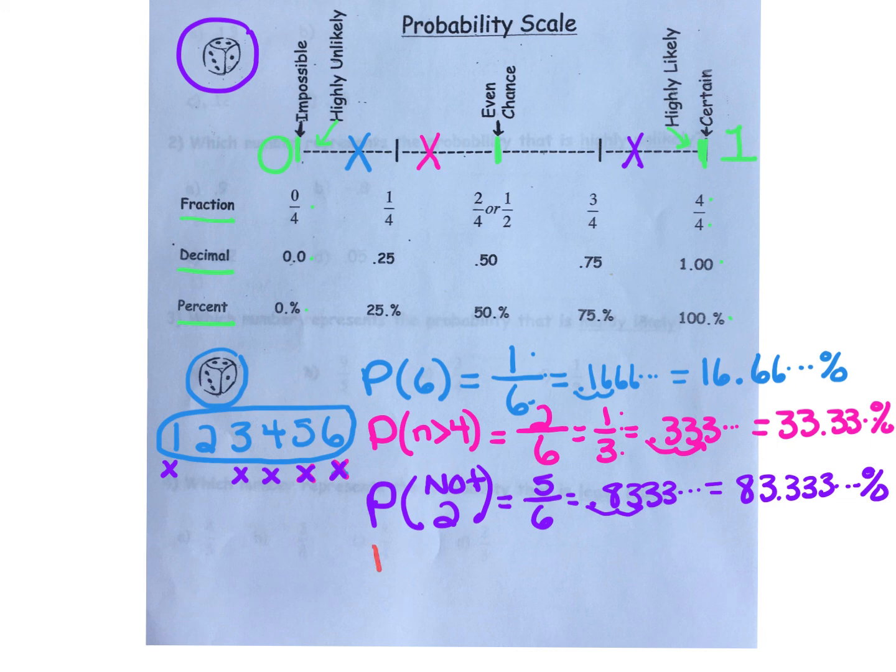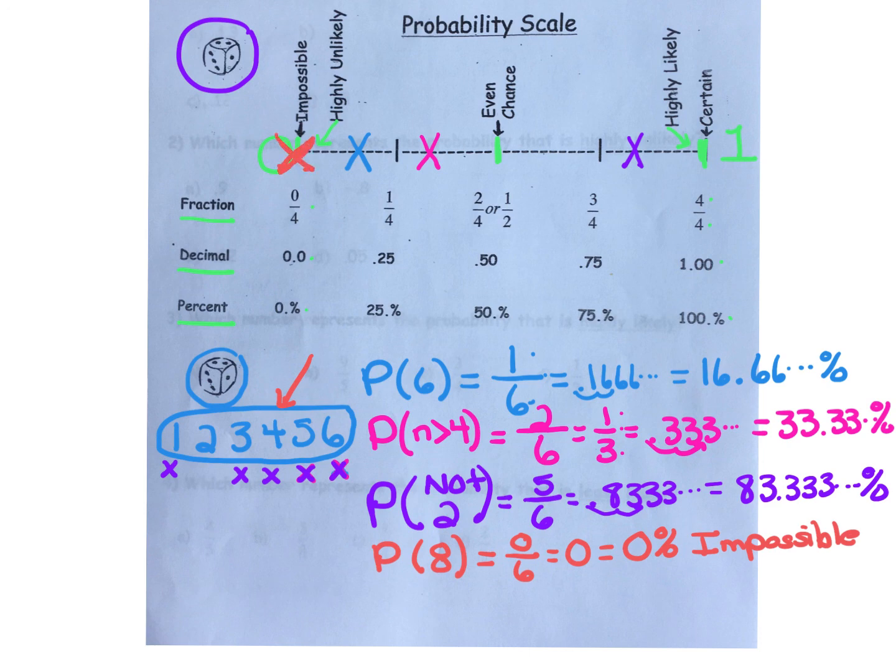Let's try this one. What's the probability of, on a single roll, rolling an 8? Well, if you look at your pool of elements, there isn't an 8. That would be a 0 out of 6 chance, 0 or 0%. The chance of rolling an 8, well, it's impossible. That puts us here on the probability scale at 0.